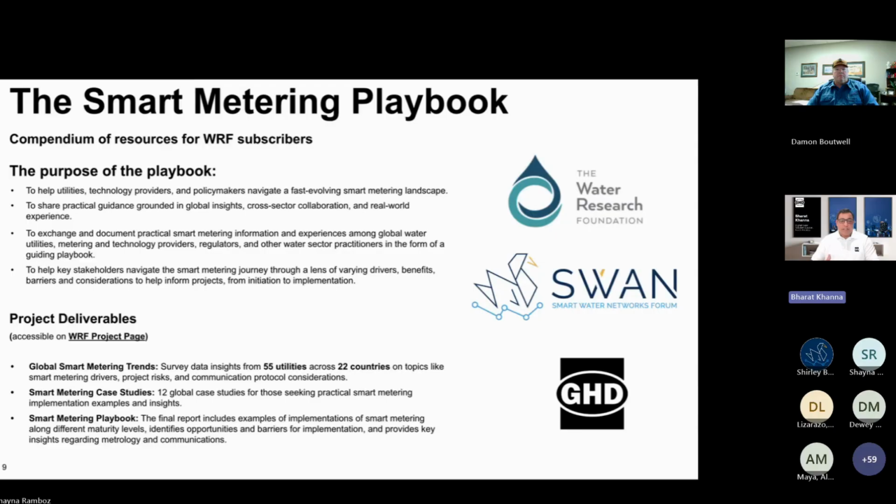In terms of the key deliverables, the idea was to have business cases and use cases from utilities which have done this in the past, which the newer ones can look into, learn from, and maybe improve on. So that's what the playbook is all about. Next slide, please.